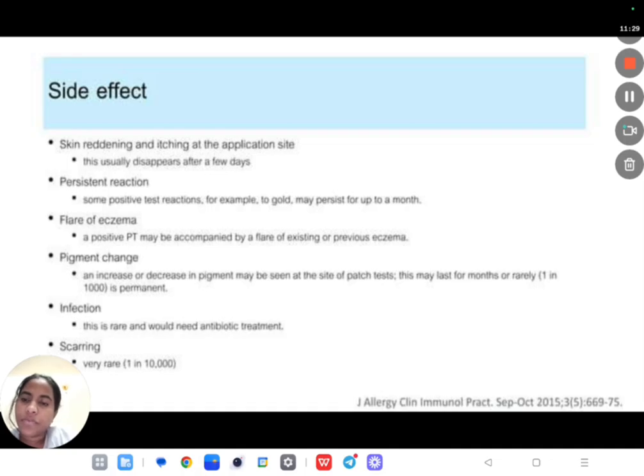Side effects include skin reddening, itch, persistent reaction, flare of eczema, pigmentation change, infections can happen, and scarring.